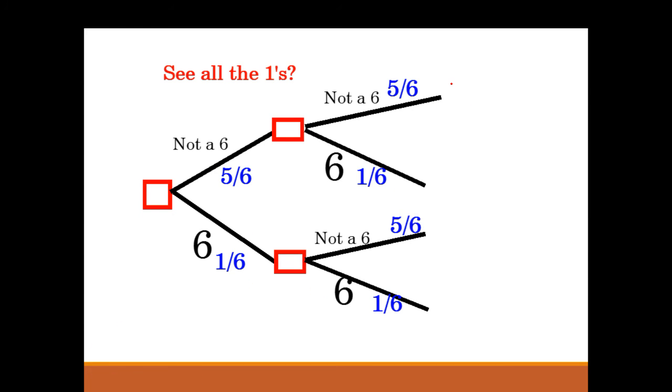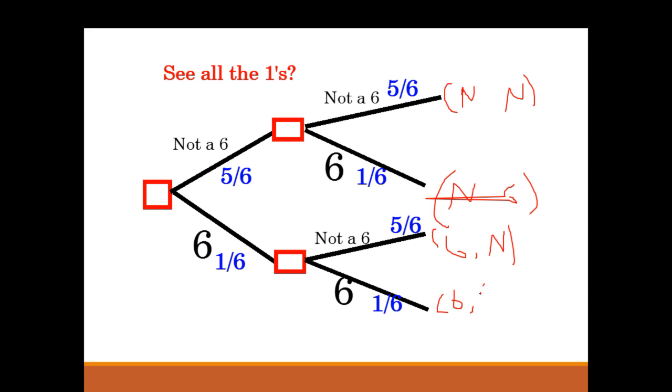So this line would be not a 6 and not a 6, yes? This line, I didn't roll a 6, but then I rolled a 6. And don't ask me why that just happened. This line is 6 and no 6. And then this last line down here is 2 6s. Okay?